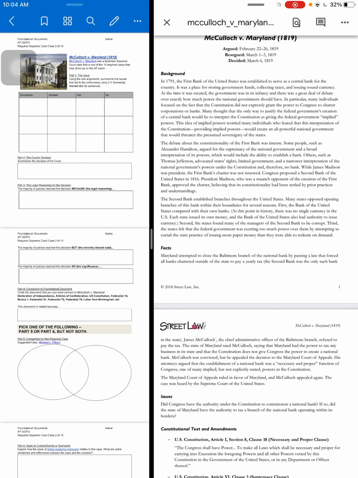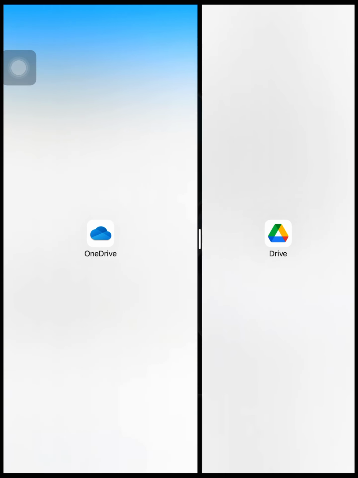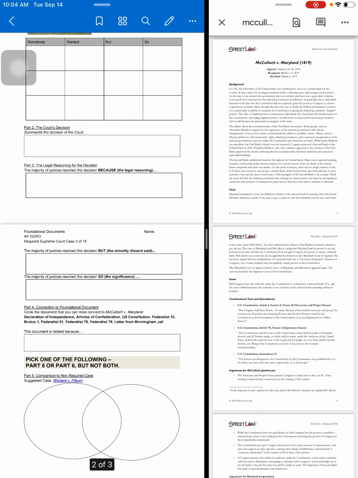So that's where we're going to stop for part 1. Anything that you include in part 1 of the worksheet needs to come from those two sections, the background or the facts of the case. I do not want anything in part 1 about what the Supreme Court actually decided. So in part 1 here, let's move this over.